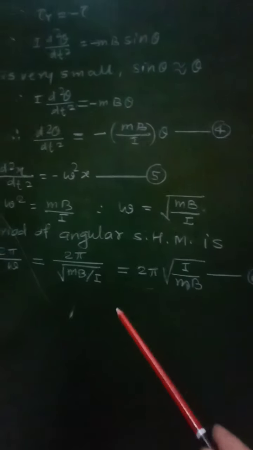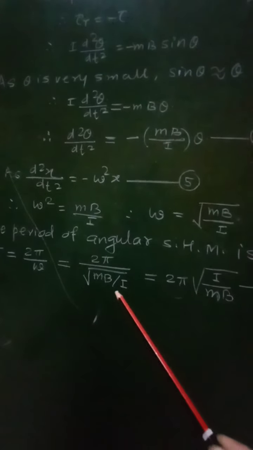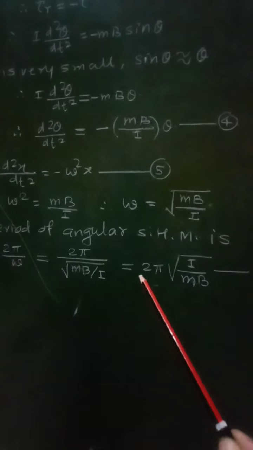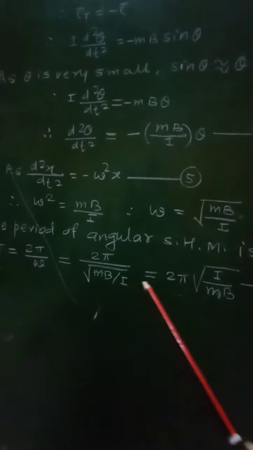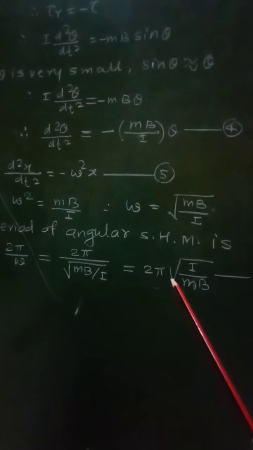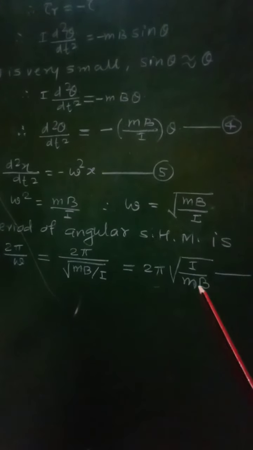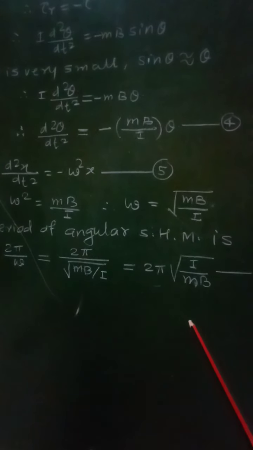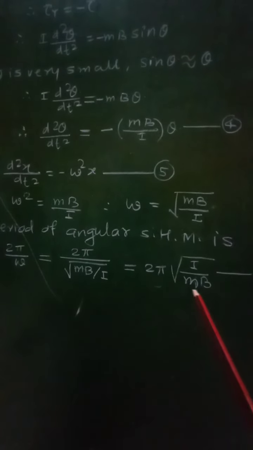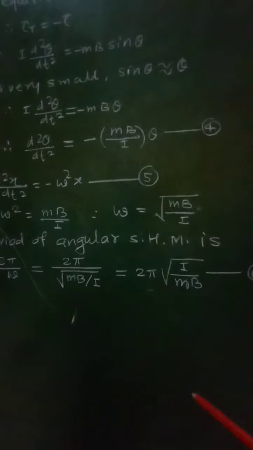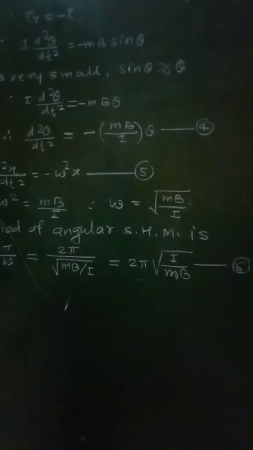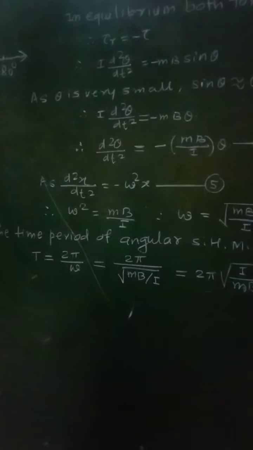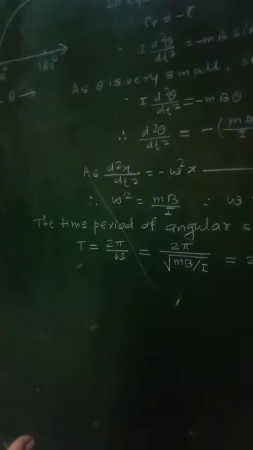So in this case the period of oscillation of the given bar magnet, T, will be equal to 2 pi square root of I upon mB, where I is the moment of inertia of that magnet, m is the magnetic dipole moment of that magnet, and B is the magnetic field. So this was regarding the torque acting on a magnetic dipole when it is placed in a uniform magnetic field.